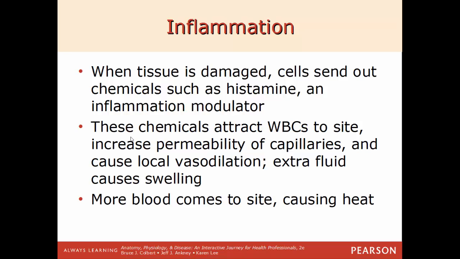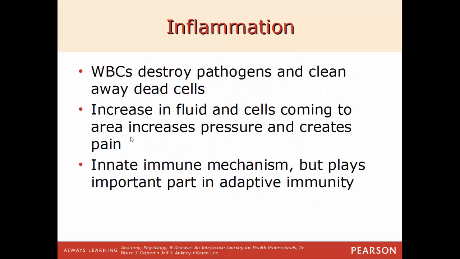So when tissue is damaged, cells will send out various chemical signals, such as histamine, which is an inflammation modulator. These chemicals will attract white blood cells to the site of damage. It also will increase the permeability of capillaries. It will cause local vasodilation, which means extra fluid causes swelling, which means more blood will come to the site, which causes heat. These white blood cells will go to the site of injury. They will destroy pathogens and clean up any cellular debris and any dead cells when they're finished.